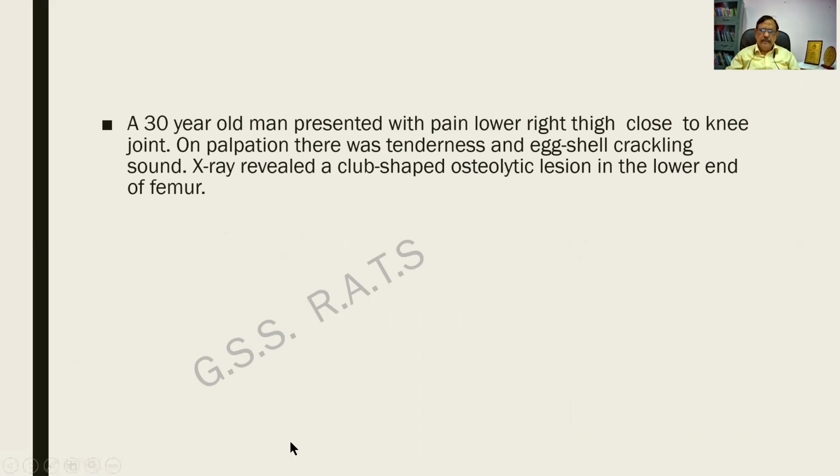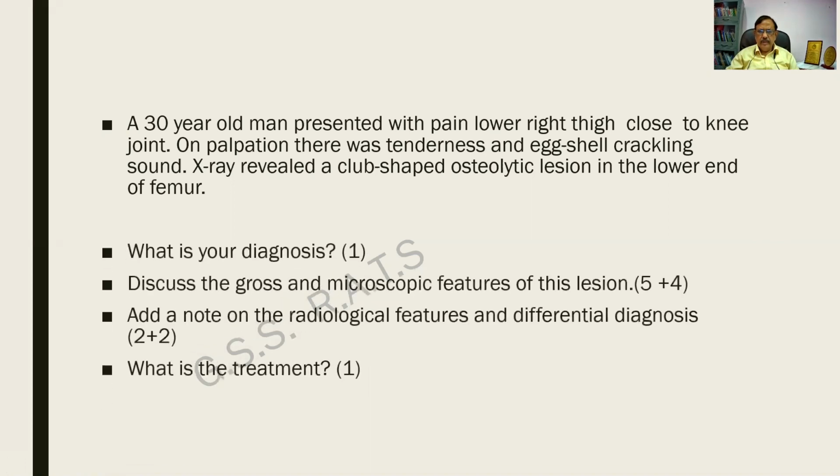A 30-year-old man presented with pain in the lower part of the right thigh close to the joint. On palpation, there was tenderness and axial crackling. X-ray revealed a club-shaped osteolytic lesion in the lower end of femur. So this is the case. What is your diagnosis? Discuss the gross and microscopic features of this lesion.